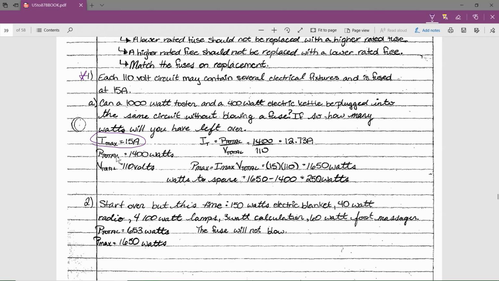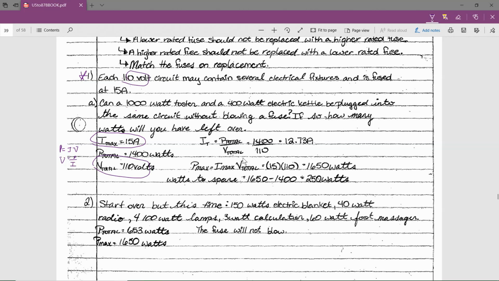Did I have 110 volts? No, P equals IV, so V equals P over I. So 1400 divided by 15 is 93. That's not right. Let's see, how am I getting V total is 110? Oh, it tells me that. It tells me that 110 volts. My total voltage is 110.